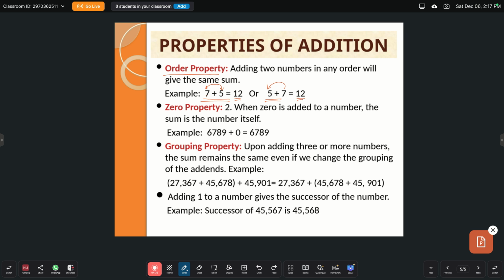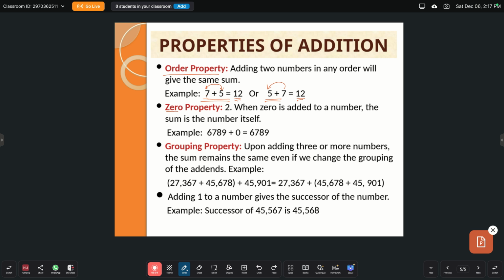So you saw that when I added 5 to this 7, my answer was 12. When I added 7 to this 5, the answer remained same. It didn't change. So we got this that if we add two numbers in any order, there will be no change in the sum.